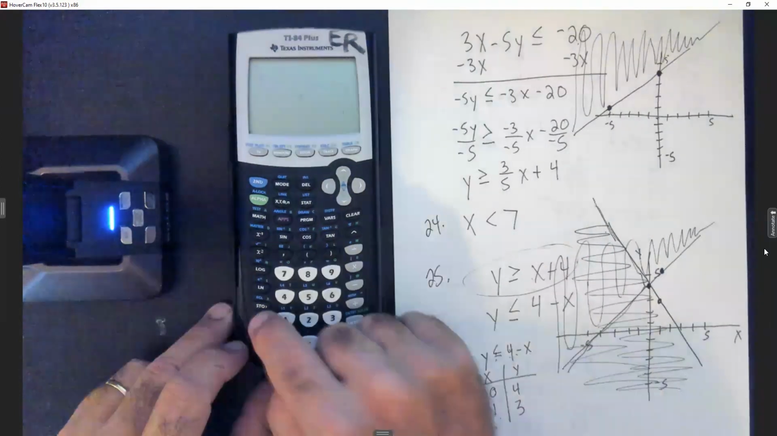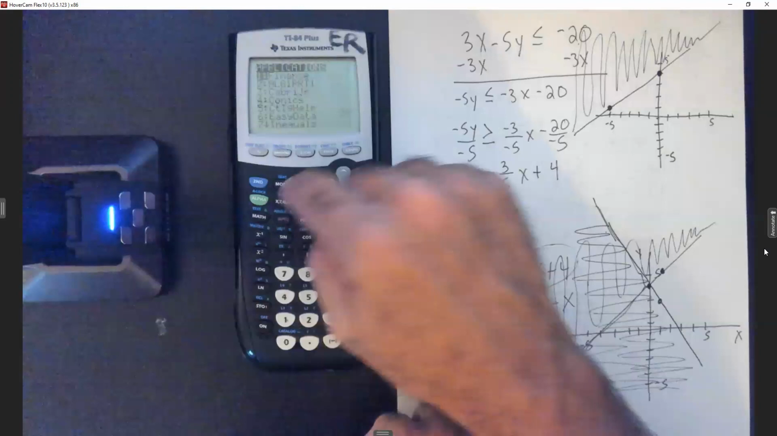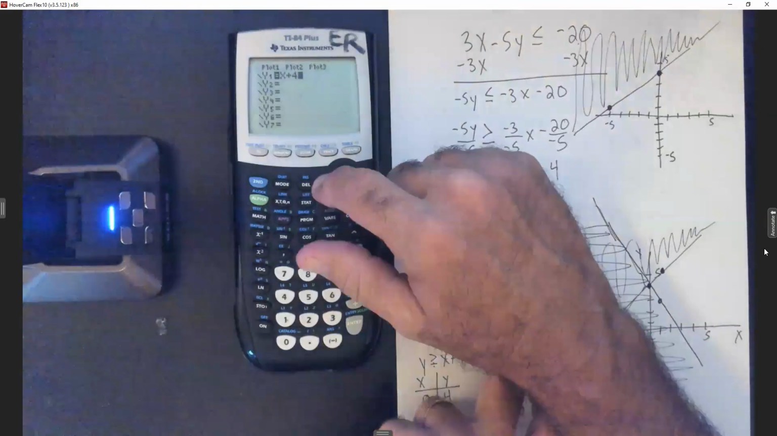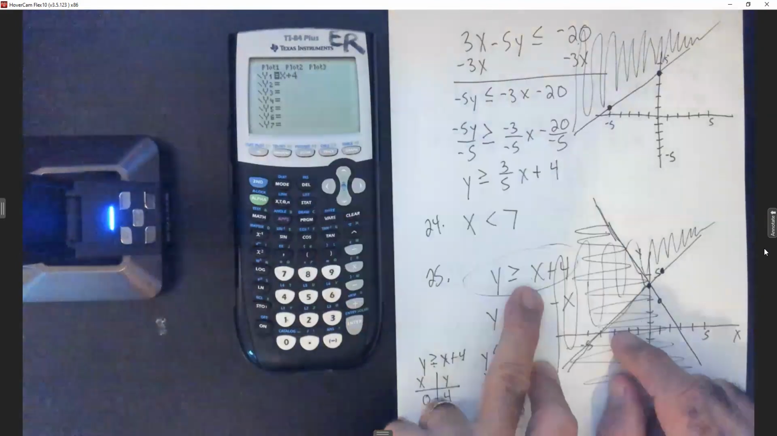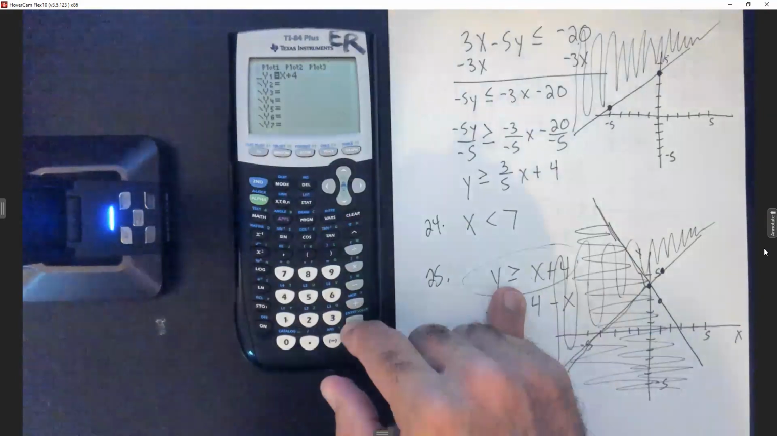So go to Y equals again and clear that. Let me do the first line. The first line was X plus 4. Now arrow all the way left. The X plus 4 one was greater than, so we want the triangle that is above. All right, so now I've got my above triangle.